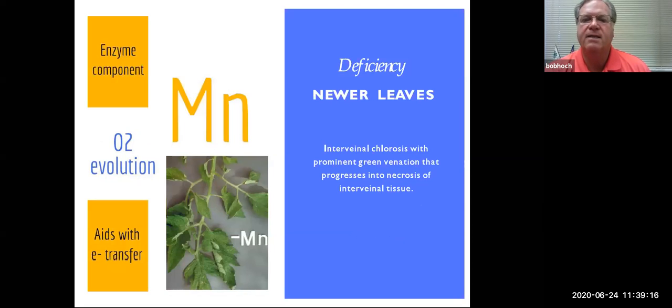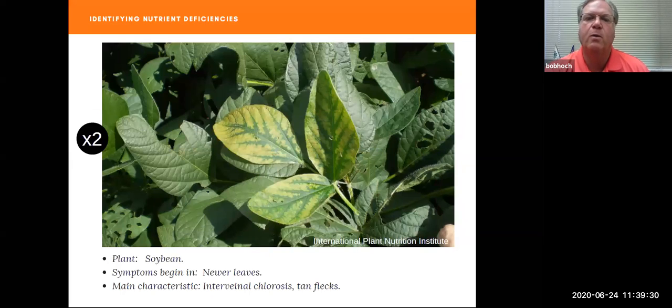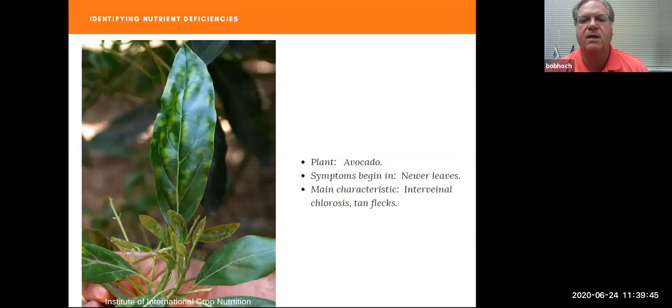Manganese is the next one. It also has some interveinal nature to it up in the top part of the plant, required in pretty small quantities. There are also some foliar sprays that you could treat the manganese with as well. Here we're back to a soybean, except instead of the lower leaves, this is the newer leaves that are interveinal in nature, and this is what zinc would look like in the case of a deficiency in beans.